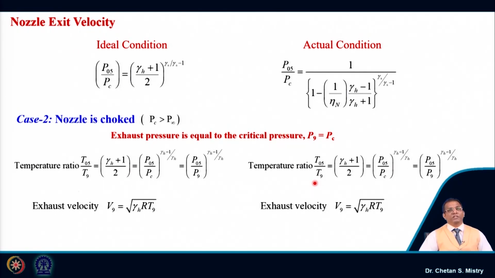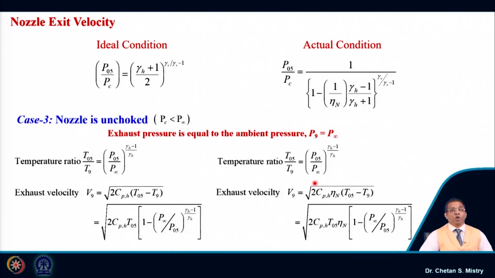Now, let us try the next configuration, when my nozzle is in unchoked condition. My critical pressure is lower than my atmospheric pressure. Under that condition, my exit pressure we need to select as my P infinity. If we put that in terms of an equation, the change in the equation is given by 2 Cp T05 into bracket 1 minus P infinity by P05 to the power gamma minus 1 over gamma. And in this case, for the actual condition you need to incorporate the nozzle efficiency.